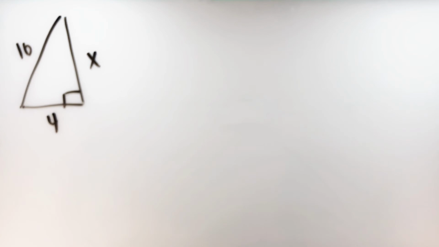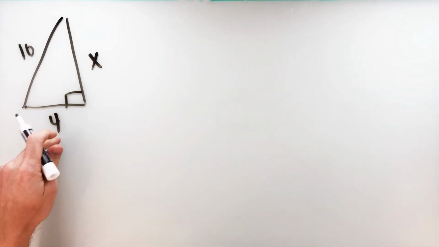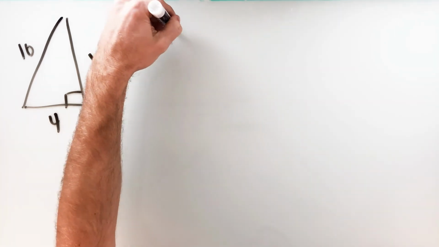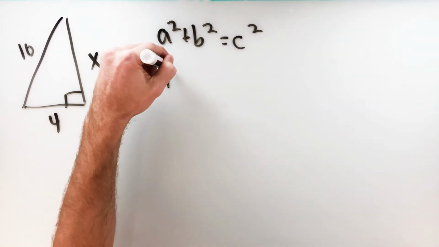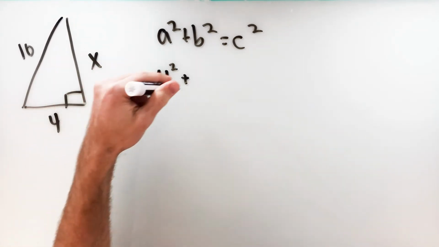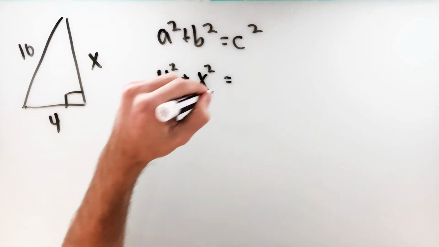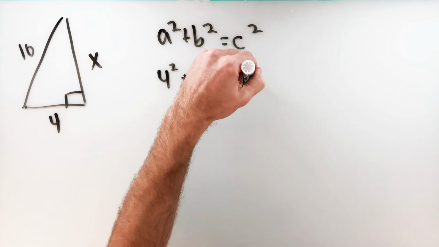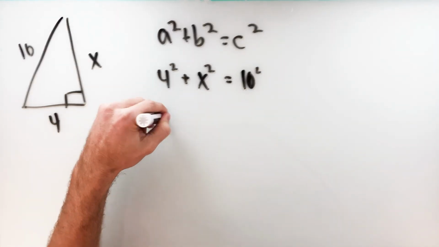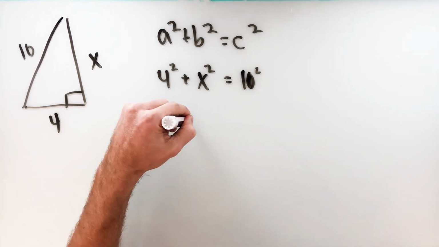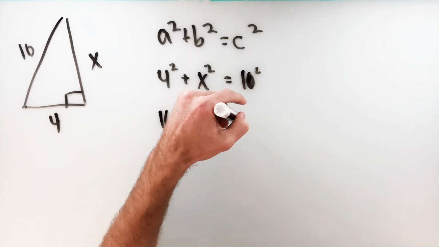Okay, we got x, 4, and 10 as our three sides. So if we identify a, b, and c, a squared plus b squared equals c squared, we'll call our a 4. So we got 4 squared plus b squared, call that x squared, and then our hypotenuse is 10. Hypotenuse is 10 squared. So 4 squared plus x squared equals 10 squared. Going through the steps, we'll square these out. 16, 4 times 4, plus x squared equals 10 squared. 10 times 10 is 100.